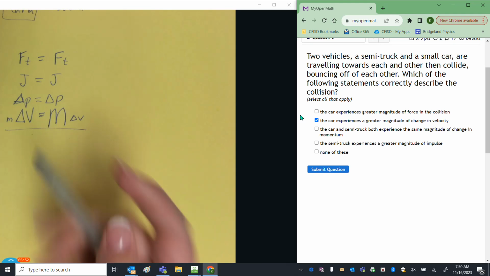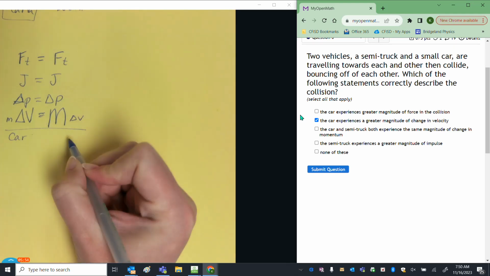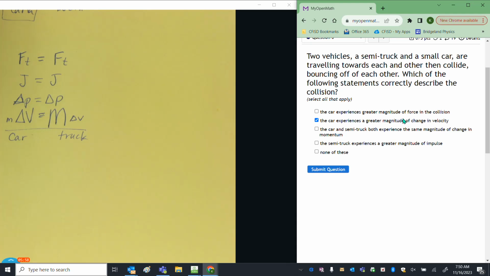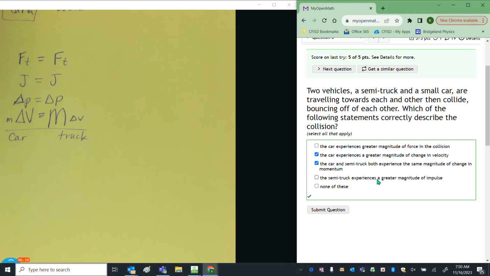That's this right here. Here's my car. Here's my truck. Okay, my car has less mass. It will have a greater change in velocity. They do have the same change in momentum. I'm going to select that box. Okay, all right, that's the only two I can select. Again, read your options, though, because they're going to say something different than mine.